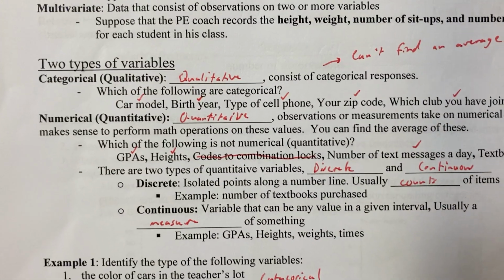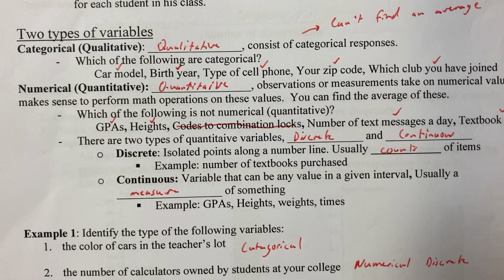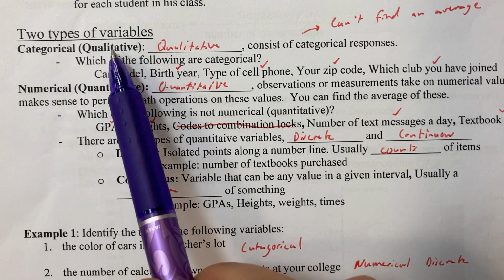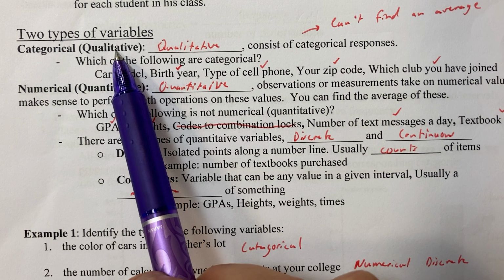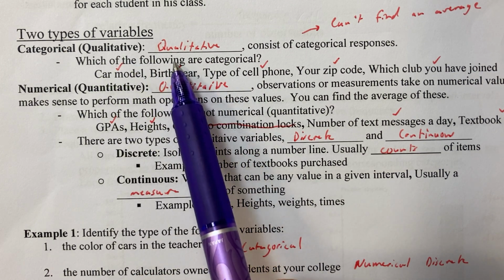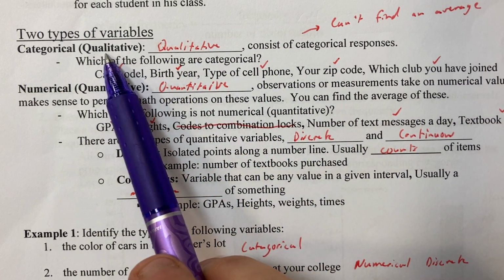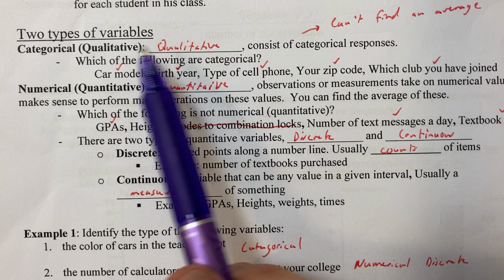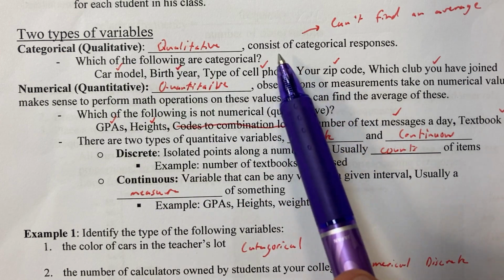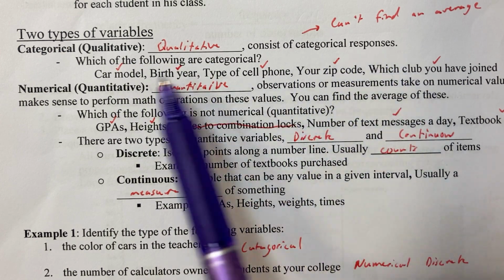Okay, two types of variables. We have categorical versus numerical. Categorical is also called qualitative. It's a quality, like a color or a shape, something like that. It consists of categorical responses.